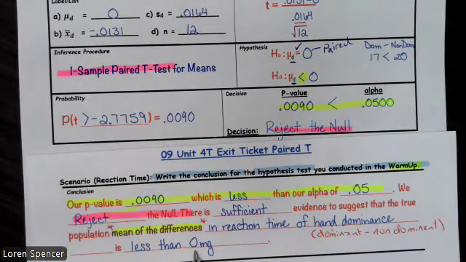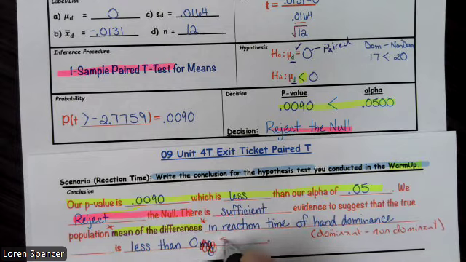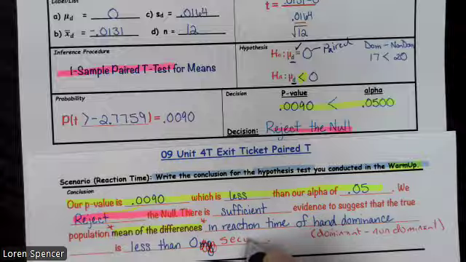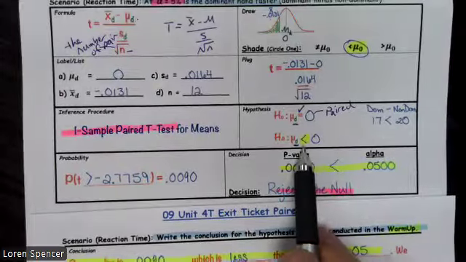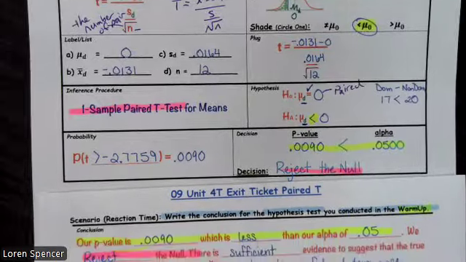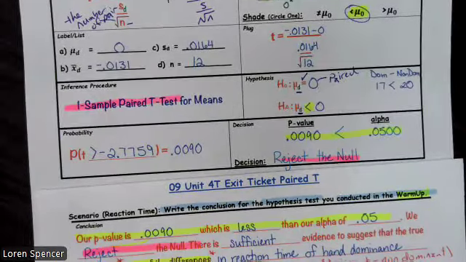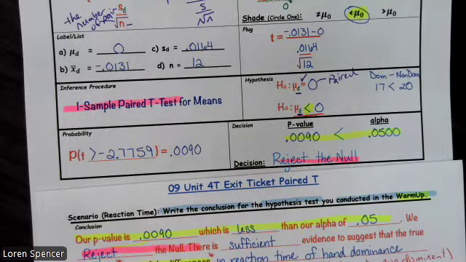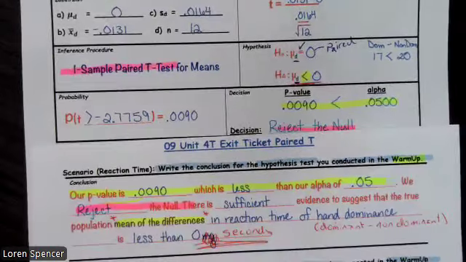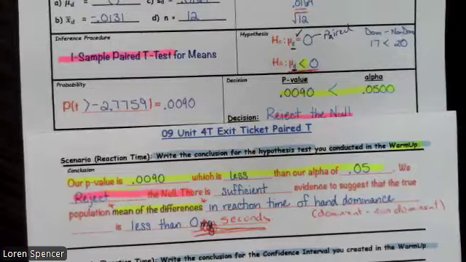is less than 0, and this shouldn't be milligrams. This should be less than 0 seconds. All right, is less than 0. So we rejected that, and where the less than 0 came from is my alternative, which is less than 0. And I'm assuming that they measured it in seconds. They obviously didn't measure it in milligrams.